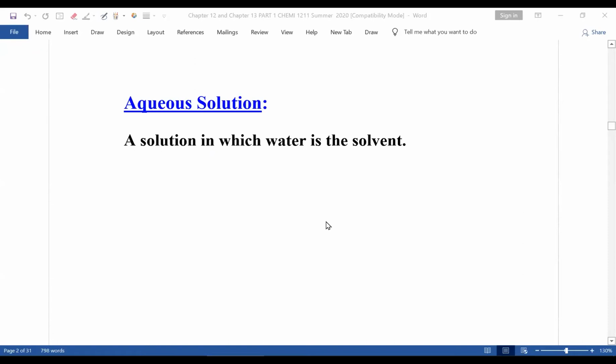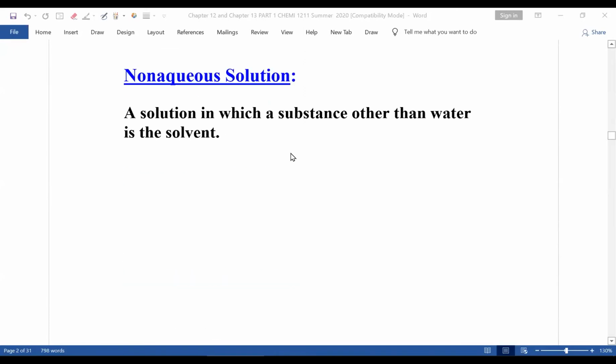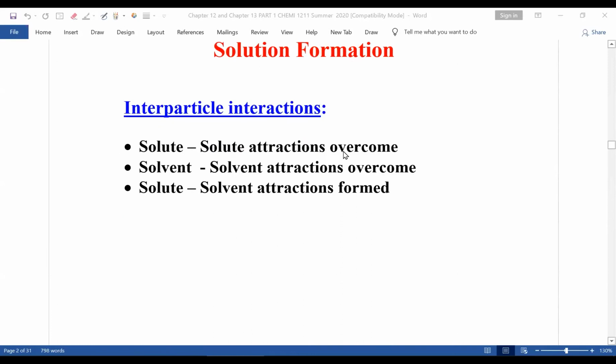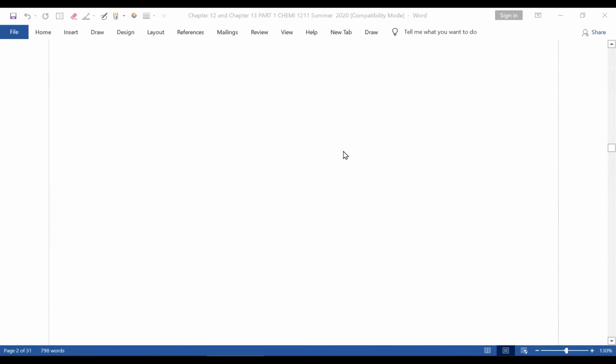This is really important. Aqueous solution tells you that the solvent is water. Non-aqueous solution tells you the solvent is anything but water.